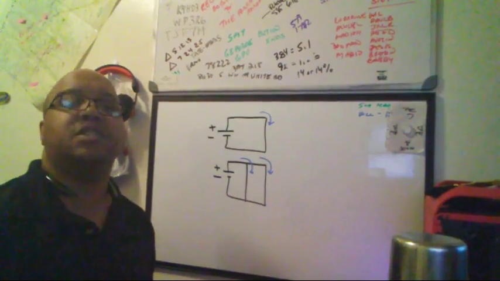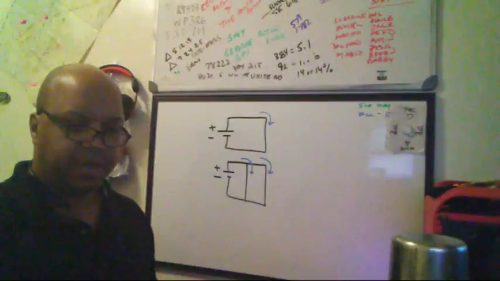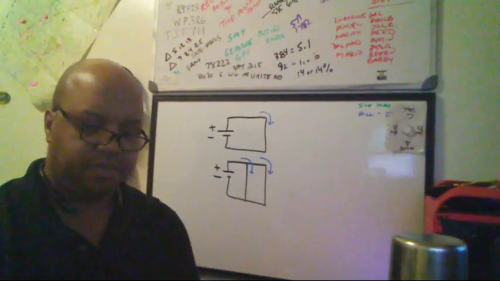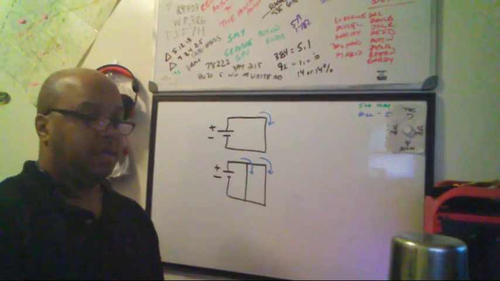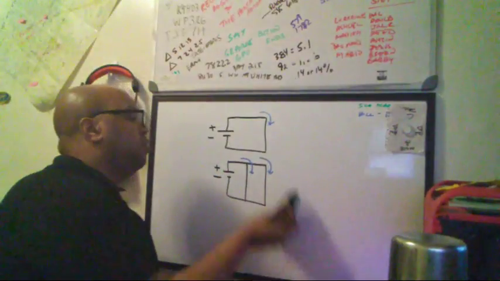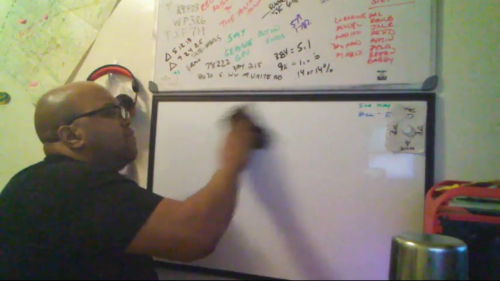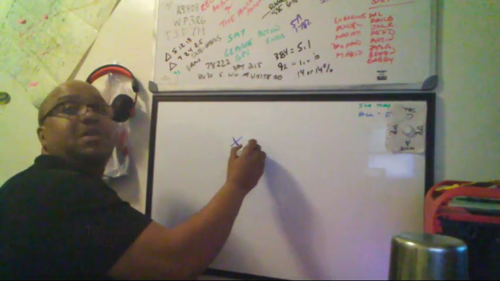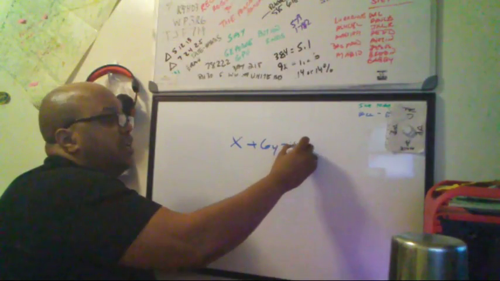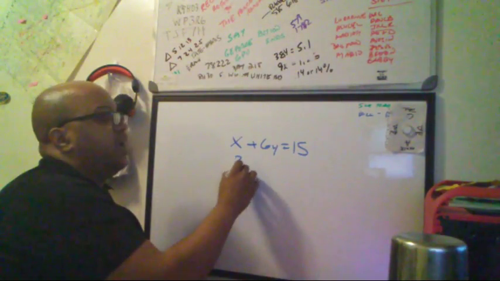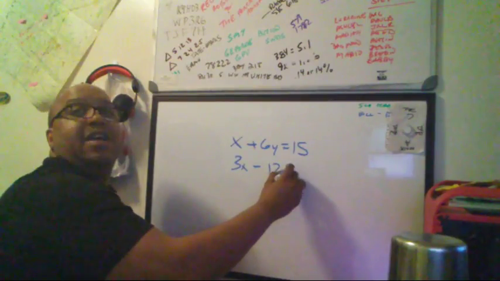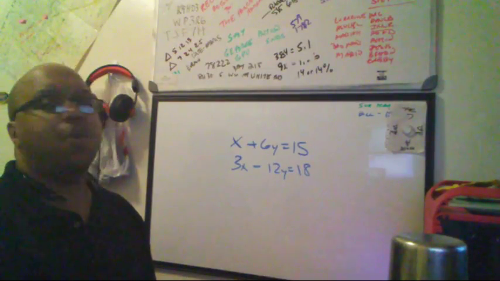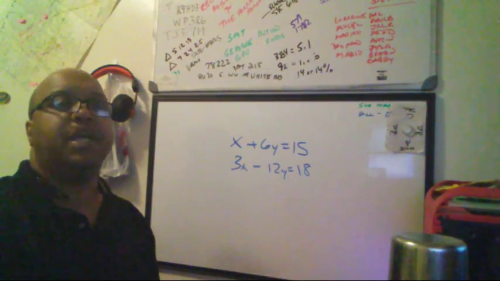Okay, we covered this a lot. This is a system of equations question. And basically, where's my little makeshift eraser? Basically, a person sent a question: x plus 6y equals 15, and 3x minus 12y is 18. What we have here are two linear equations, and we're going to solve these two linear equations simultaneously.